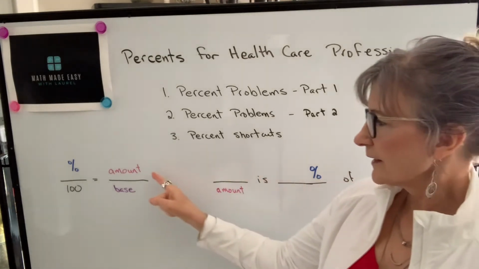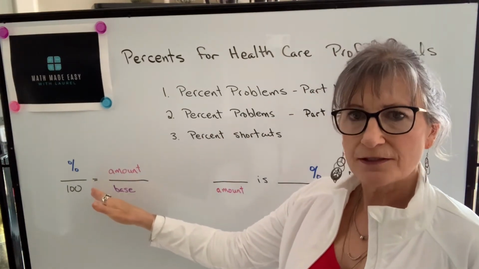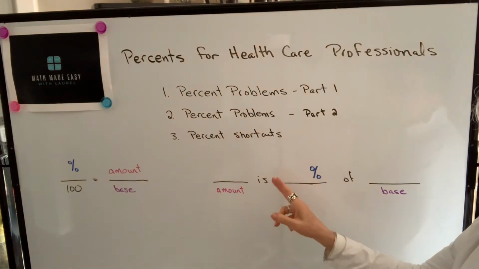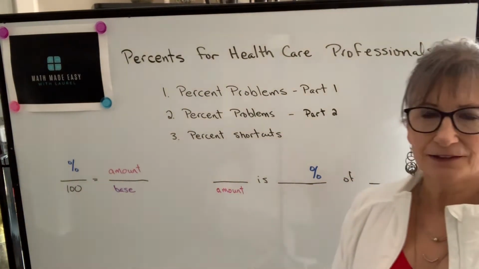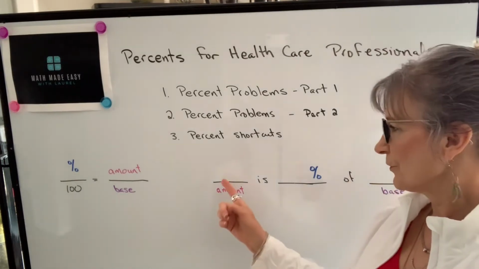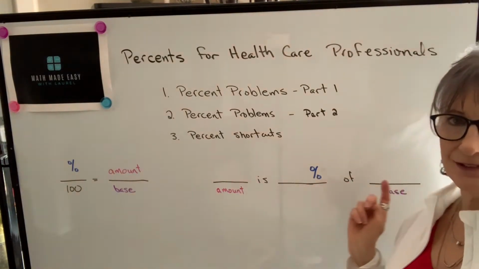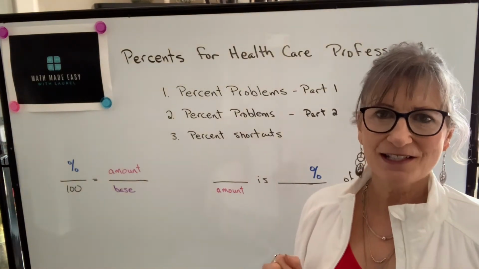And the reason I like this method rather than the shortcuts is this method works regardless of which value of these 3 you're finding. Most questions that you're going to encounter will be ones where you're either finding the amount or the percent. Typically, you'll know the base. Let's take a look at some examples.